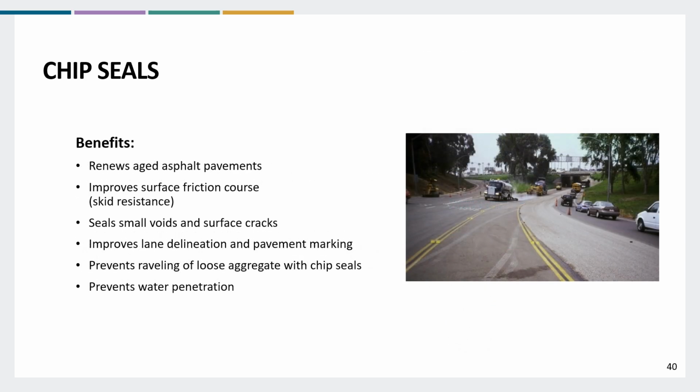The benefits: renews aged asphalts, improves surface friction course, seals small voids and surface cracks, improves lane delineation and pavement markings, prevents raveling of loose aggregate with chip seals, and prevents water penetration. If you notice, all of these are called seals for a reason, because that's what we're doing. We're sealing the road.